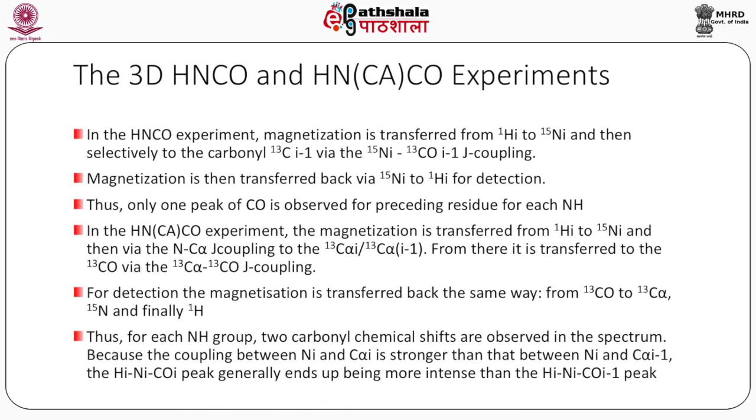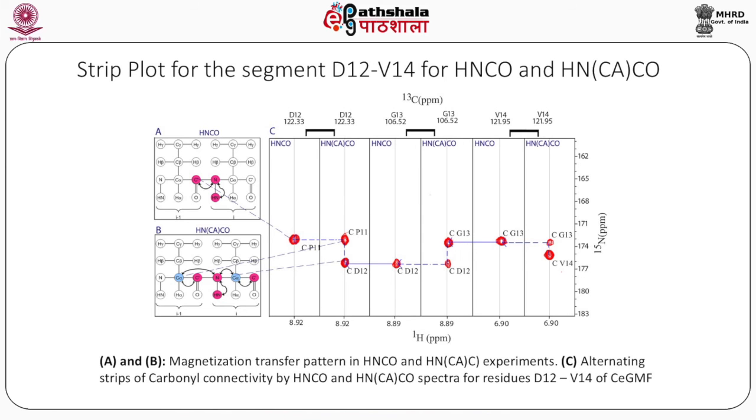Thus, for each NH group, 2 carbonyl chemical shifts are observed in the spectrum because the coupling between Ni and C alpha I is stronger than that between Ni and C alpha I minus 1. The Hi Ni CO I peak generally ends up being more intense than the Hi Ni CO I minus 1 peak. And here you see the strip plot for segment D12 to V14 for HNCO and HNCA-CO.